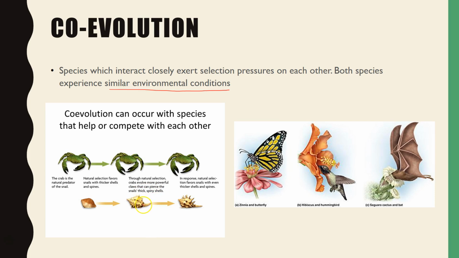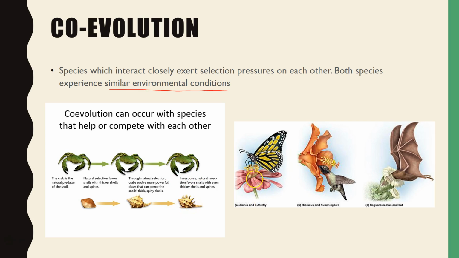Now, the crabs that will survive now will be the ones that can break the harder shell snails. So over time, we have 2 species evolving, harder shells being formed, larger and more powerful claws being formed in order to break the food that they need to eat.